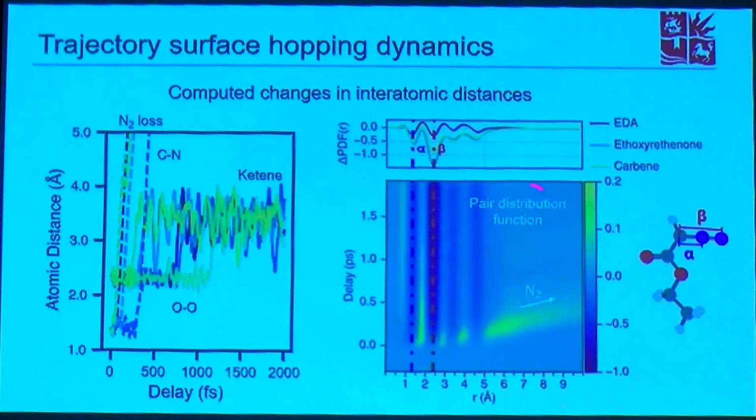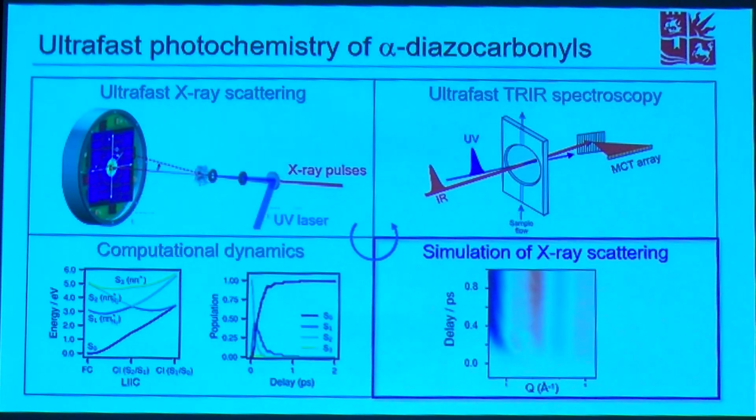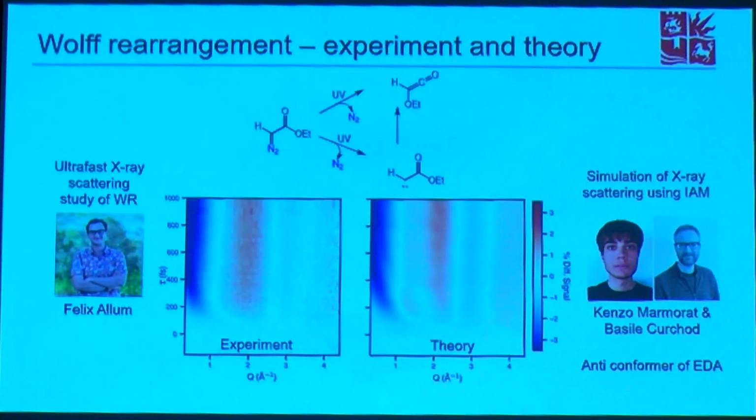So this pairwise distribution function can be inverted to give the momentum transfer data. So the observable from the X-ray scattering. So I'll tell you about that in a moment. That's the next step, to go from the computational dynamics to the simulation of the X-ray data. And again, I hope this contrast comes out well enough on the projector.